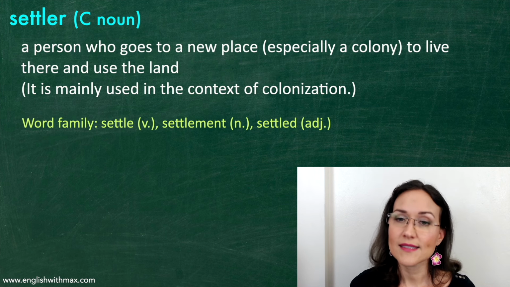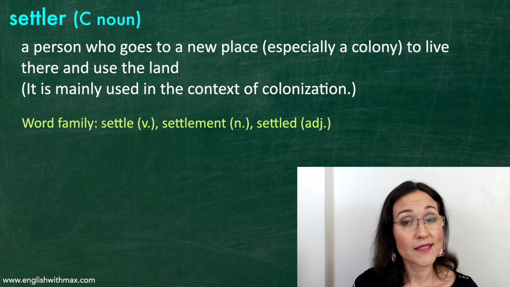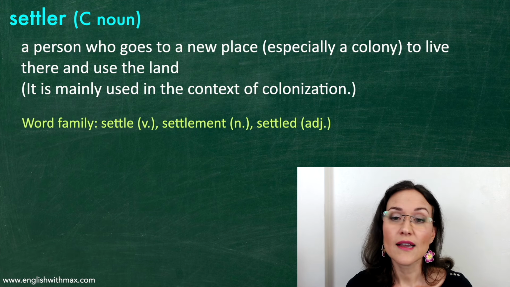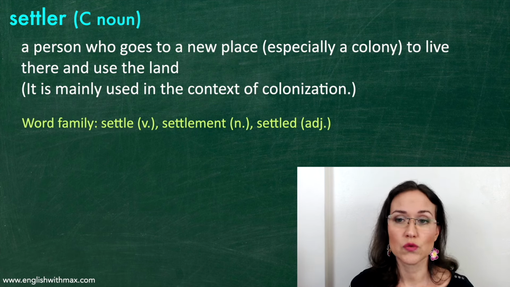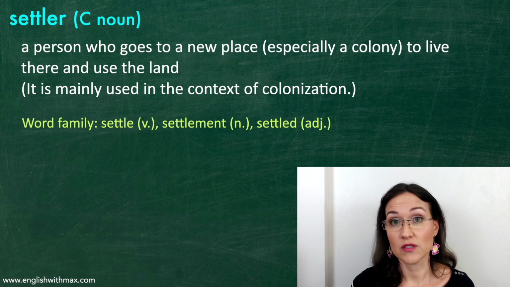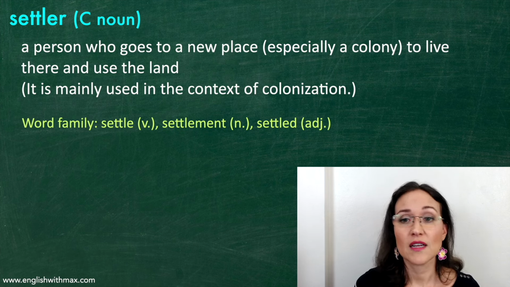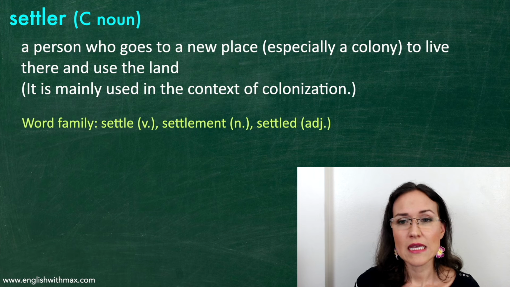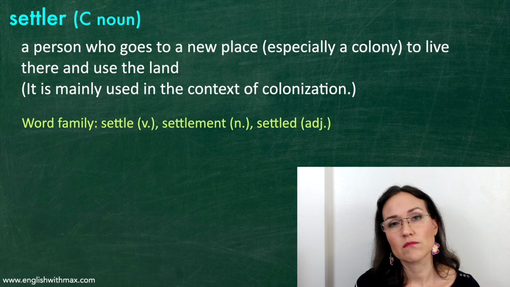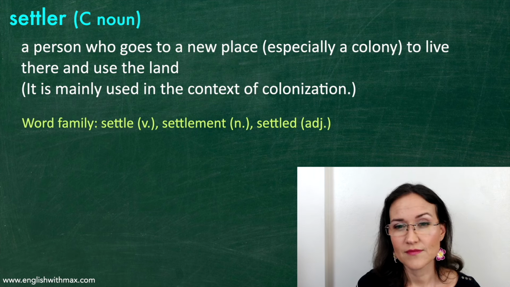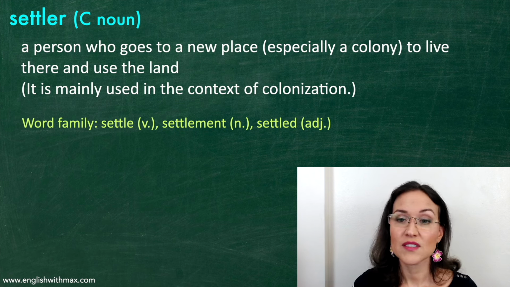The next word is settler. Settler. It's a countable noun. A settler is a person who goes to a new place, especially a colony, to live there and use the land. It is mainly used in the context of colonization. Let's see the word family. First, we have the verb settle.